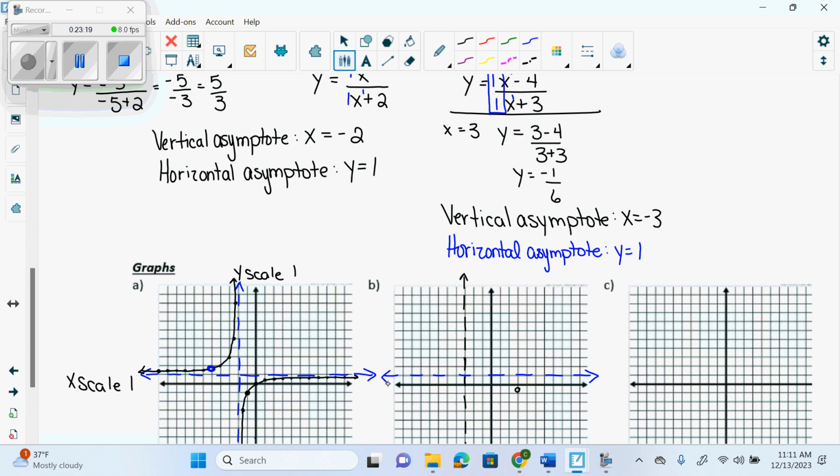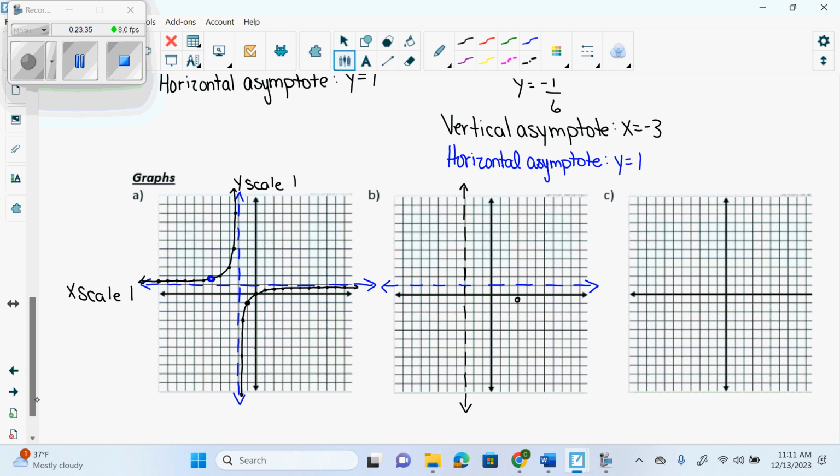And then I plug my original into my calculator. And I get -11 and 1.8.